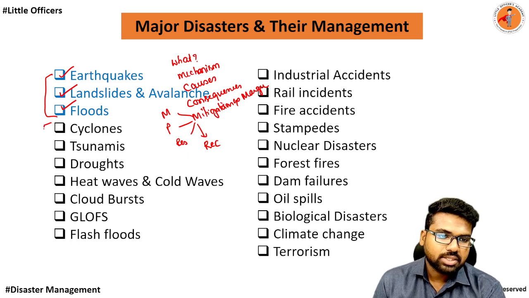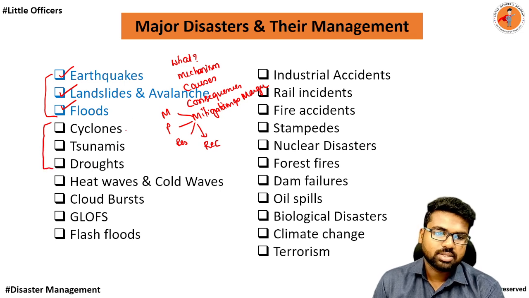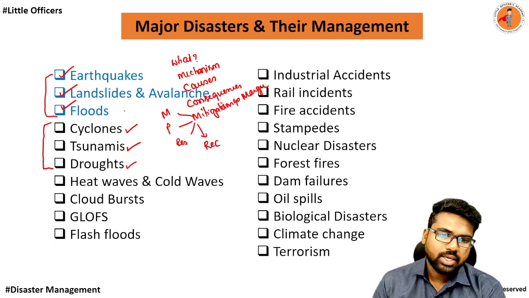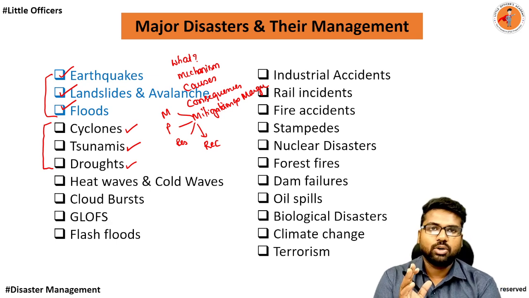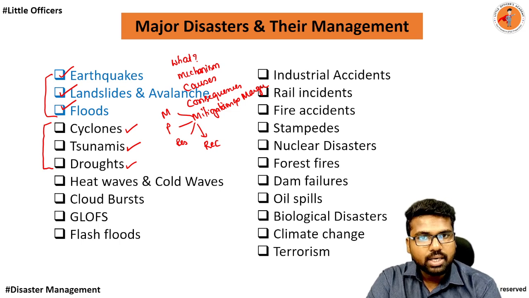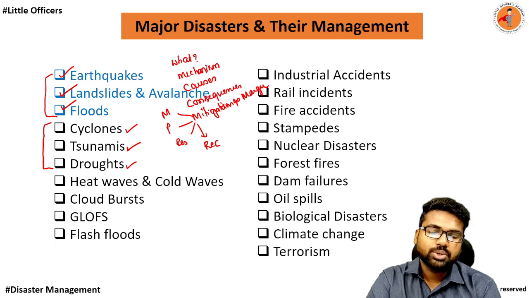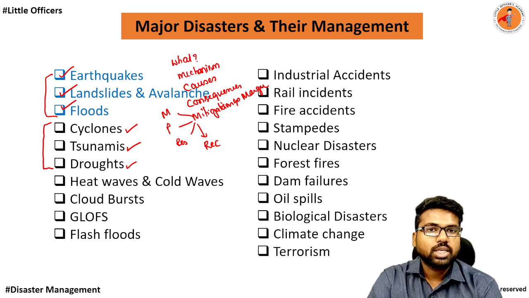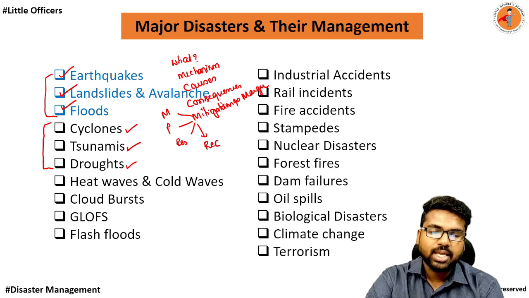Now, in this particular session, let us cover three more: cyclones, tsunamis, and droughts. Here also we will follow the same pattern that we have followed earlier. We'll understand what it is, what the mechanism is, what the causes and consequences are, and how to reduce the impact through various mitigation and management strategies. What are the existing ones and what can be further improved here? That is how we are going to proceed. So let us begin with the very first one, that is cyclones.